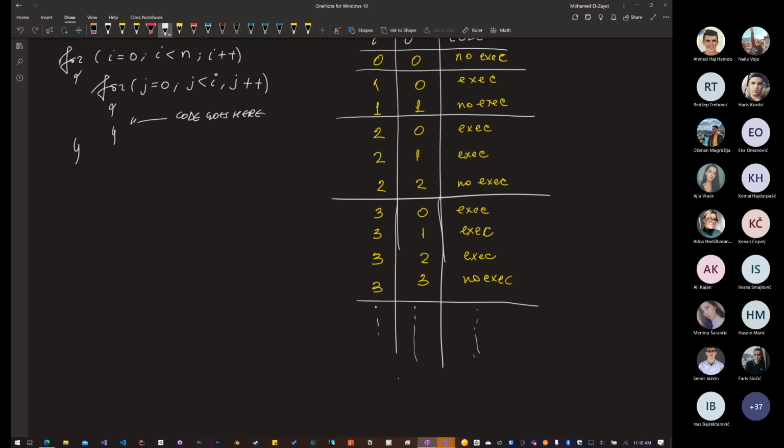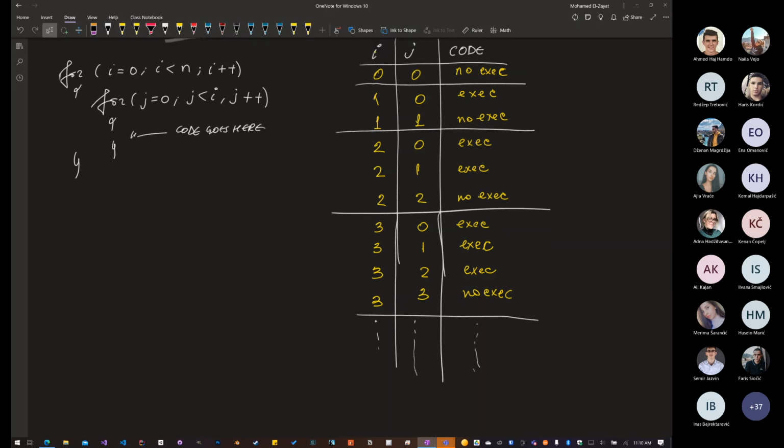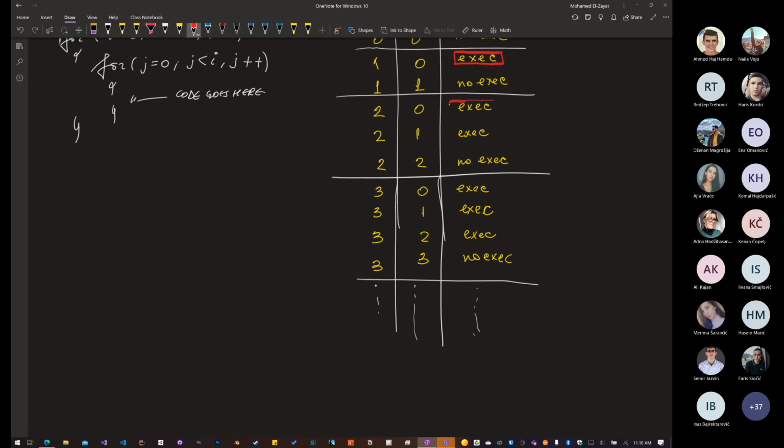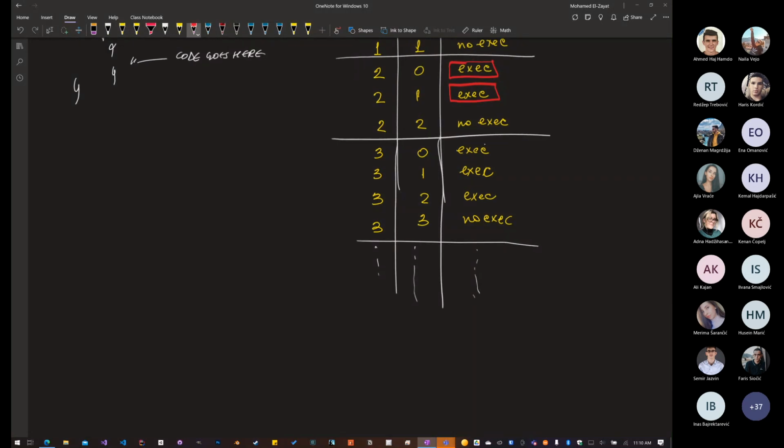All right. Now, if you look carefully, let's actually see this. In the first loop, there is no execution, so while i is 0, it's going to be 0 executions. And then when i becomes 1, we have a single execution. Then when i becomes 2, it becomes 2 executions. Then 3 executions, right?